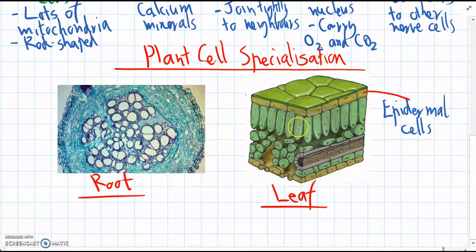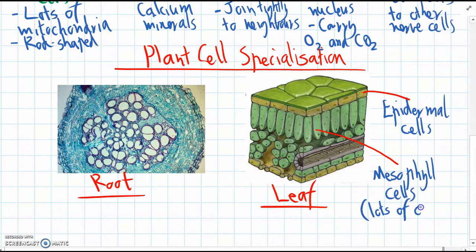And then inside the leaf, we have these darker green cells. These are called mesophyll cells, and they are what does most of the photosynthesis in the leaf. They have lots of chloroplasts, which helps them to collect a lot of sunlight and then produce lots of food for the plant.